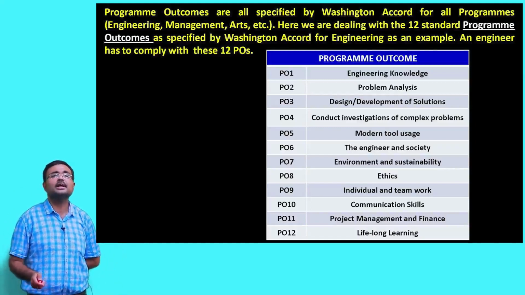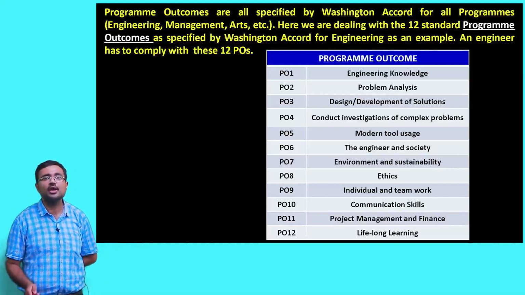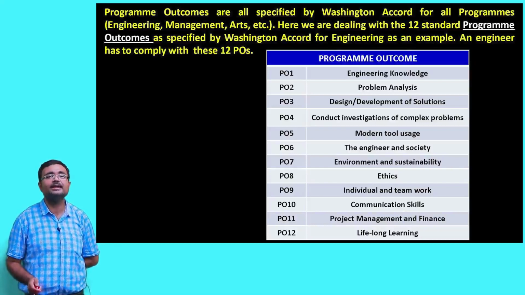So Washington Accord has given us these 12 program outcomes to be achieved or attained for engineering. In engineering, these 12 program outcomes must be attained. Number 1, engineering knowledge. Number 2, problem analysis. Number 3, design or development of solutions. Number 4, conduct investigations of complex problems. Number 5, modern tool usage. Number 6, the engineer and society.